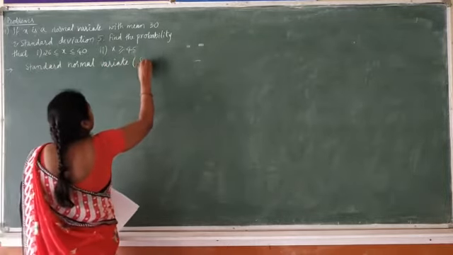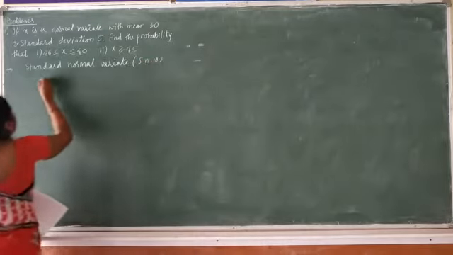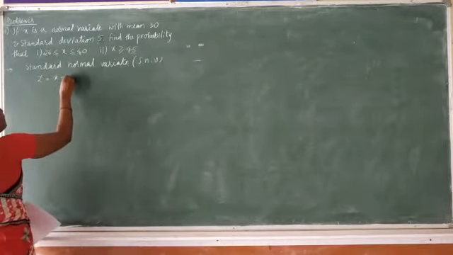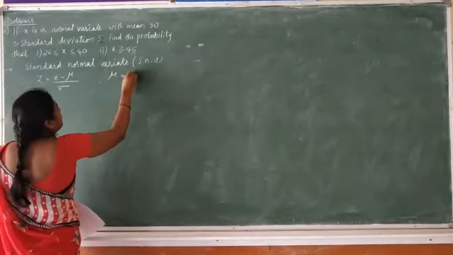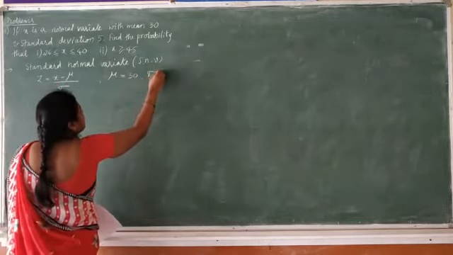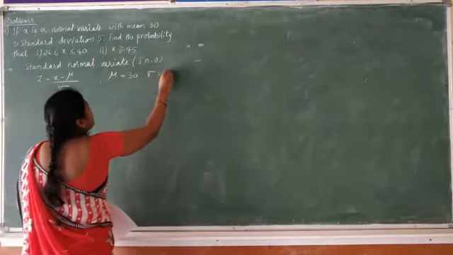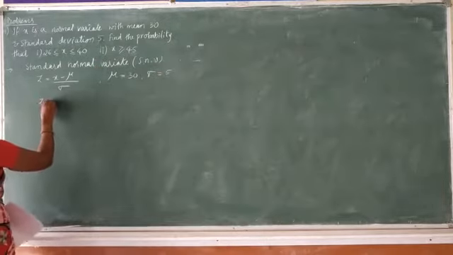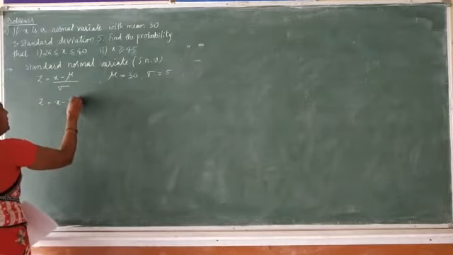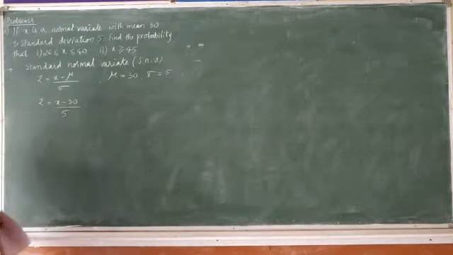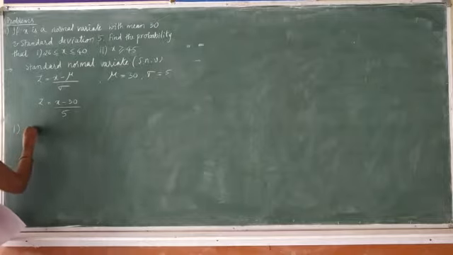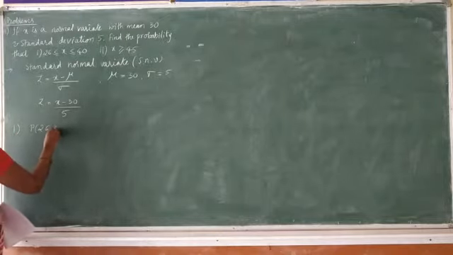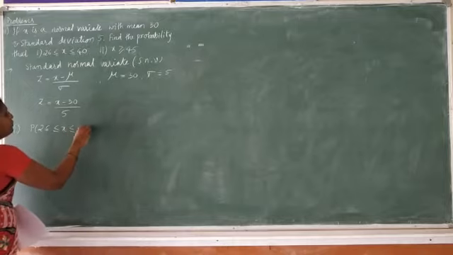We have z equals x minus mu upon sigma. Here they have given mu equals 30, that is the mean 30. Standard deviation sigma equals 5. Substituting here, z equals x minus 30 upon 5. Now they are asking to find the probability. First one: probability of 26 less than or equal to x less than or equal to 40.